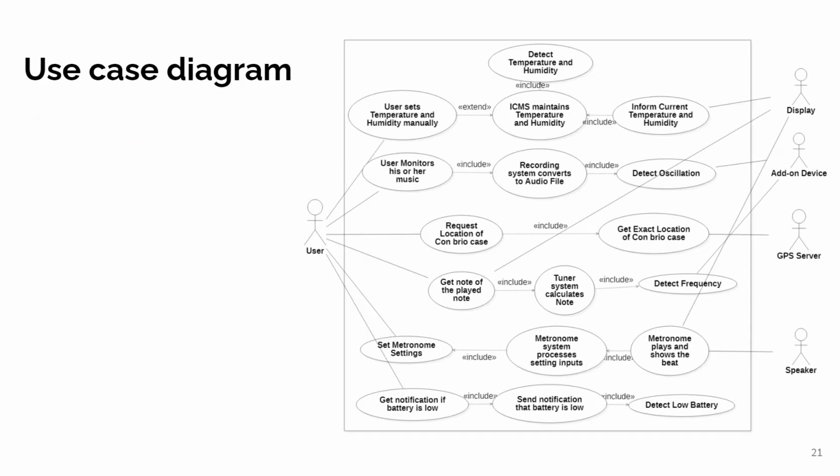This is our use case diagram. There are actors like users, add-on device, and GPS server. The box in the middle indicates the main system of the Conbrio case. We modified the use case diagram from the previous project since we modified actors.